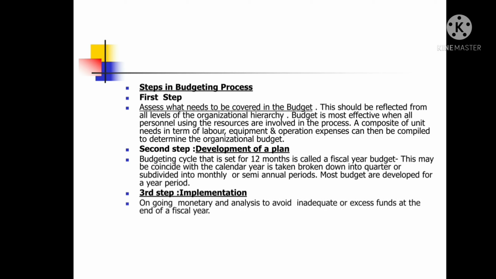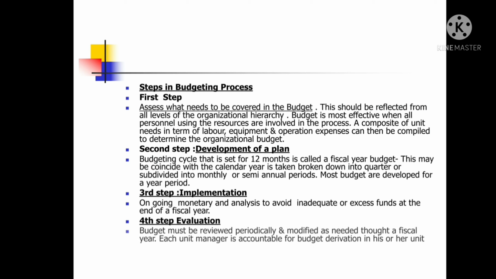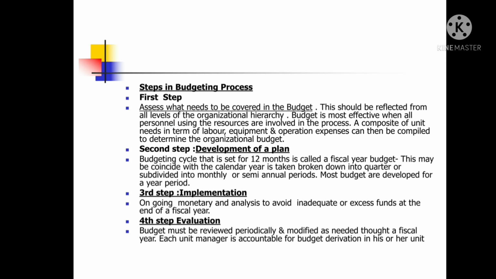Implementation, that means analyze to avoid inadequate or excess fund at the end of the financial year. Monitoring of the budget periodically. And the fourth one is the evaluation, that is reviewed periodically. In between, the budget committees review this and evaluate, and periodically the accounts session is to be maintained. These all are the steps in the budgetary process or budgeting process.